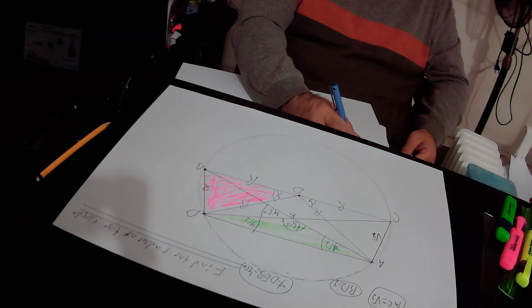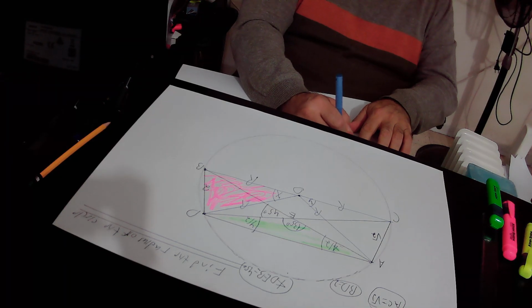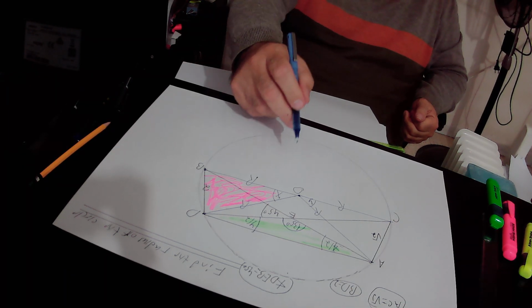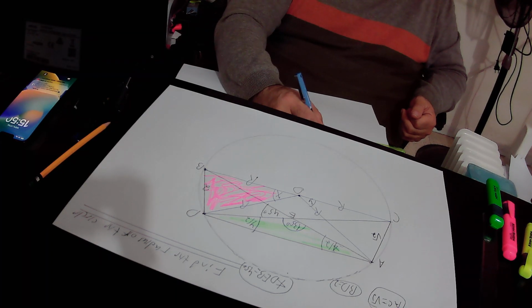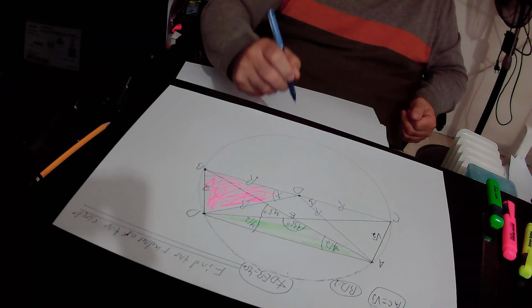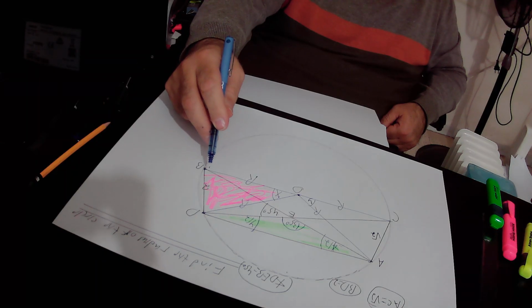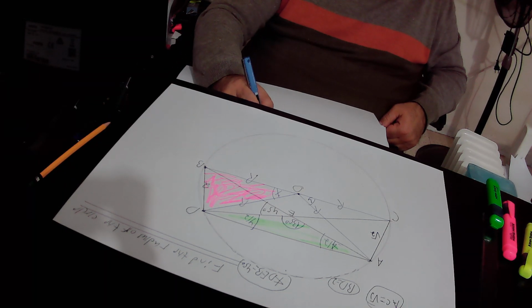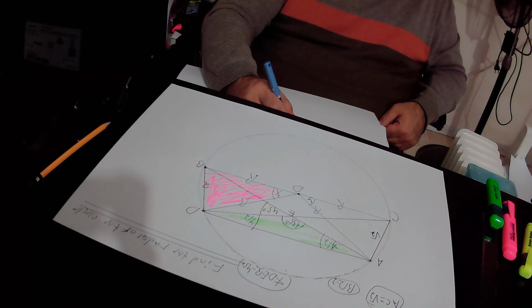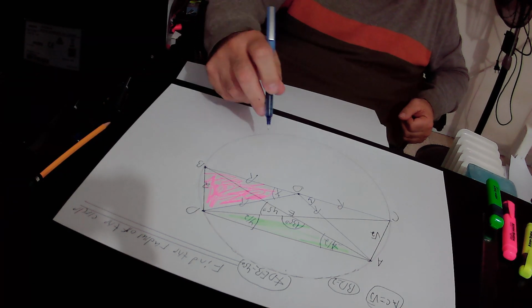In the pink triangle ODB, according to the law of cosines, cosine x equals r squared plus r squared minus DB squared, that is actually DB equals 2, therefore it is 2 squared, minus 2 squared over 2 times r times r.